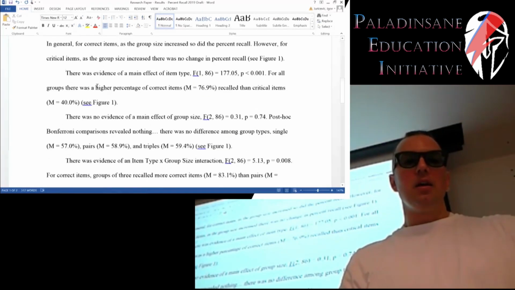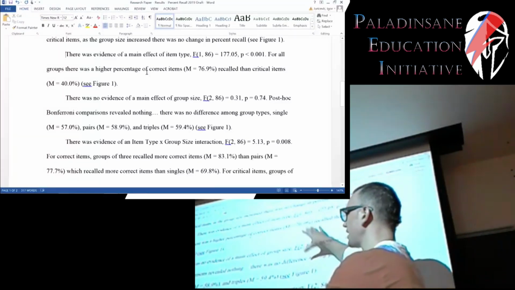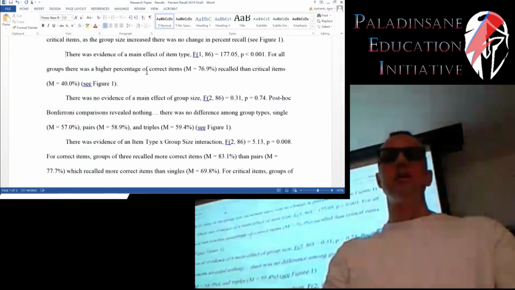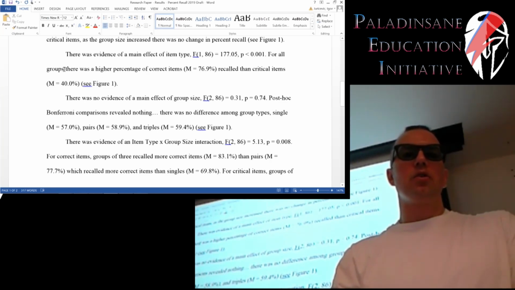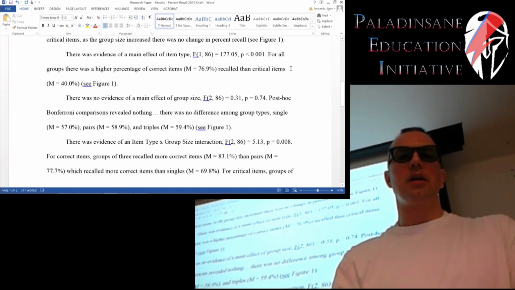Okay. So lastly, we're down to the main effects and then the interaction. So we have, there was evidence of a main effect of item type. There's the stats. For all groups, there was a higher percentage of correct items recalled than critical items.